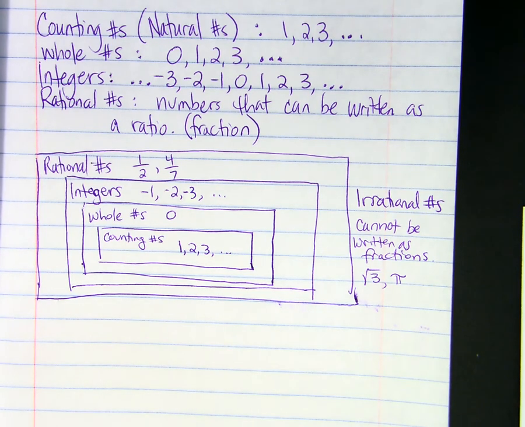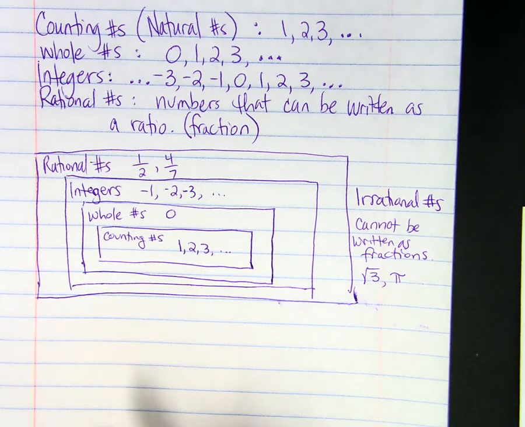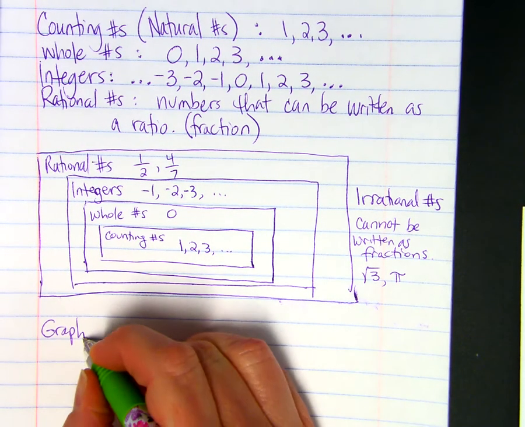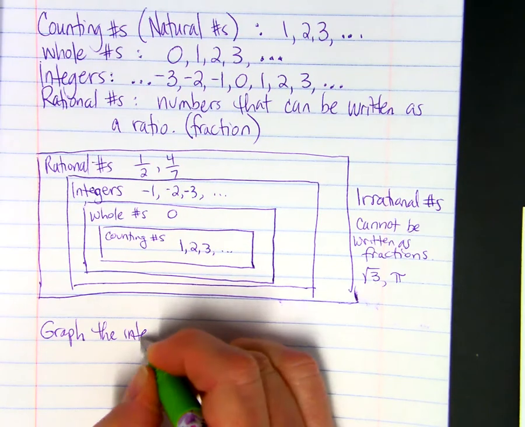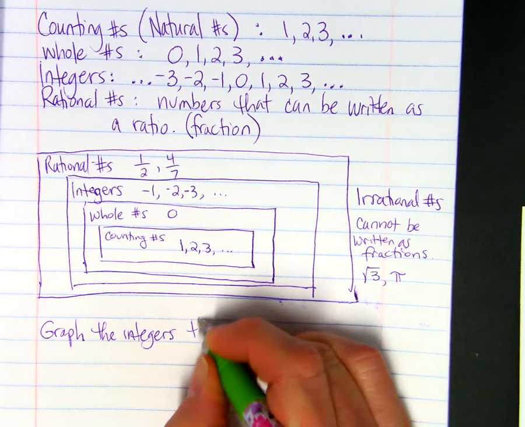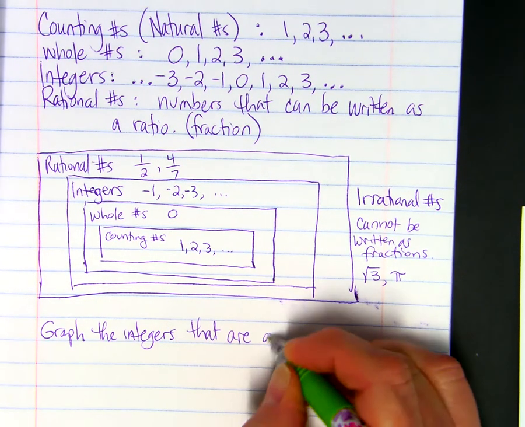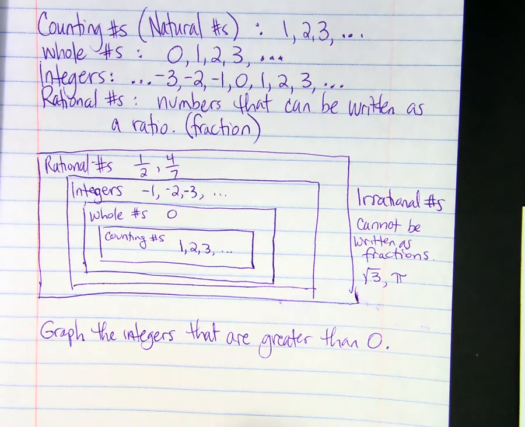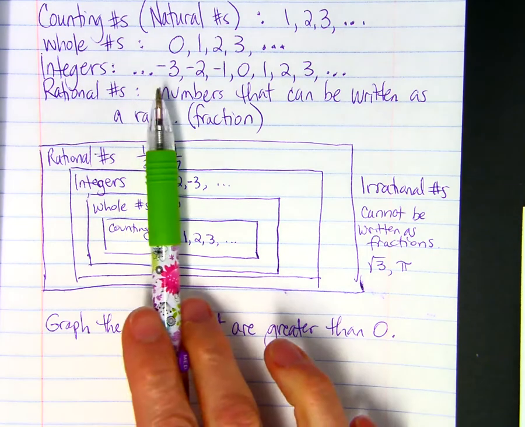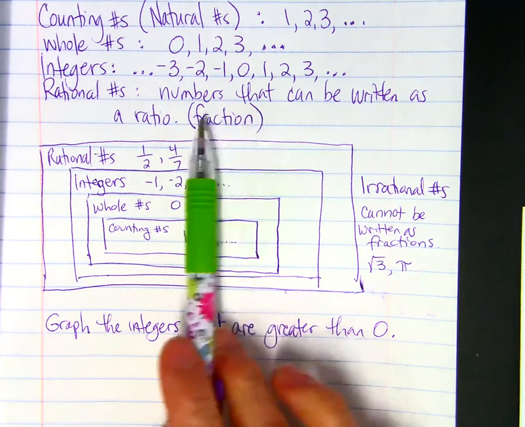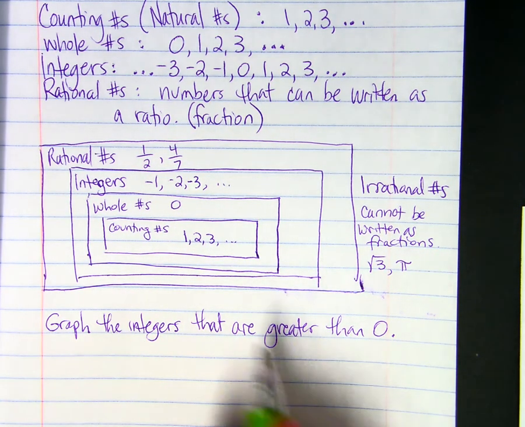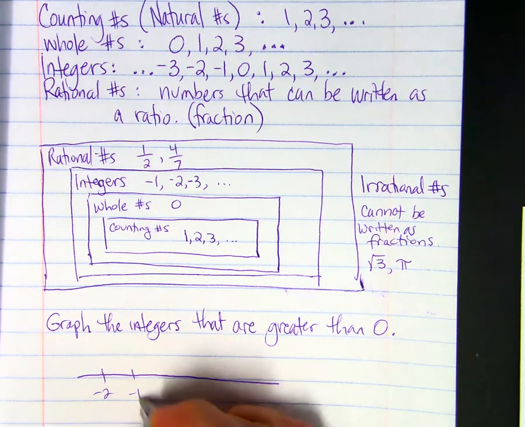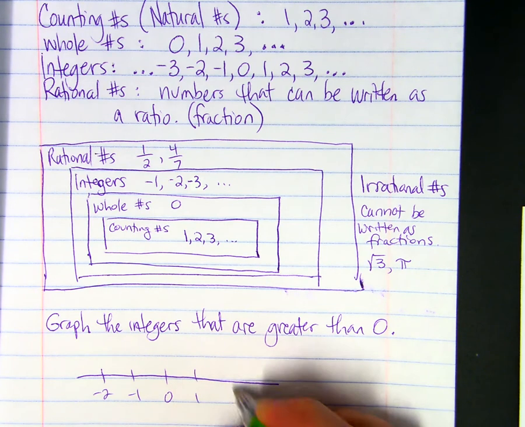You're going to have examples that tell you to graph certain sets of numbers on a number line. So for example, if you had a problem that says graph the integers that are greater than 0. So if we remember, integers are these negatives, 0, and positives. So the negatives are not greater than 0. 0 is not greater than 0.